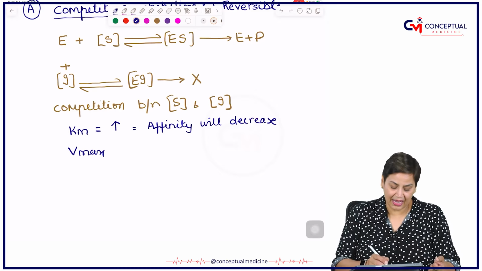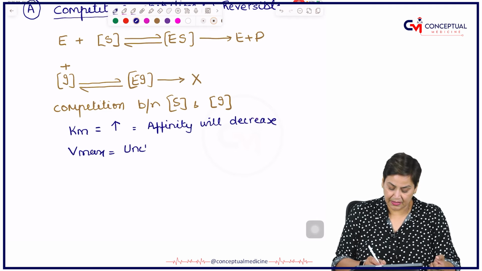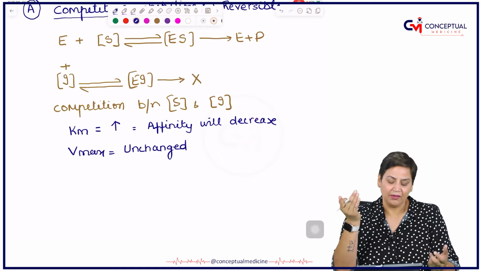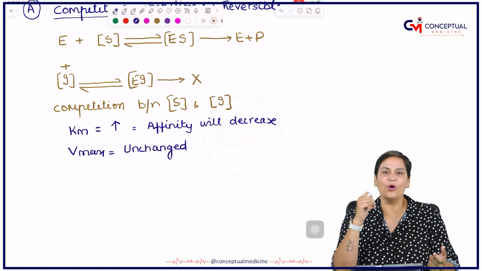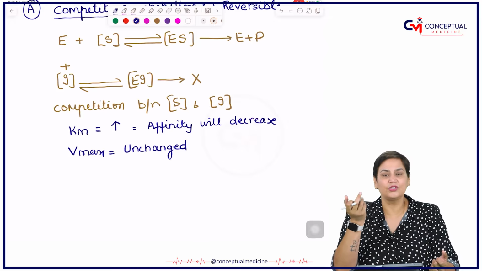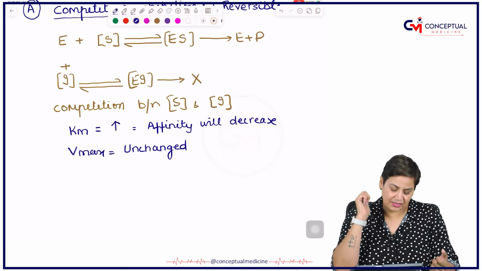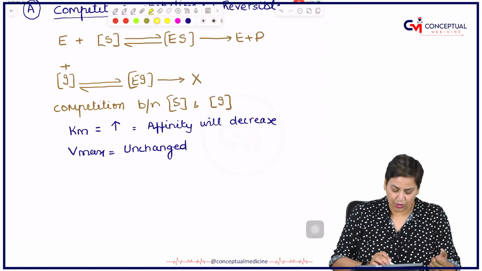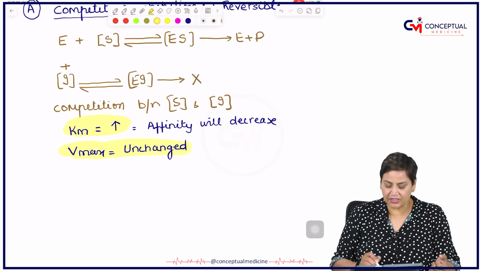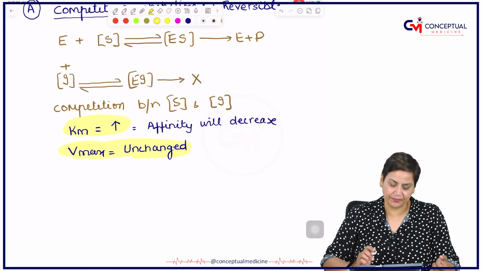And on the other hand, Vmax will remain unchanged. Now the question is, why is Vmax unchanged? Plain and simple. Whether the substrate is binding or the inhibitor is binding, both resemble each other in structure. So there can be no change in Vmax. This is very, very important. So always remember, in competitive inhibition, Km is always going to increase, whereas Vmax will be unchanged, or there will not be any change. Right.